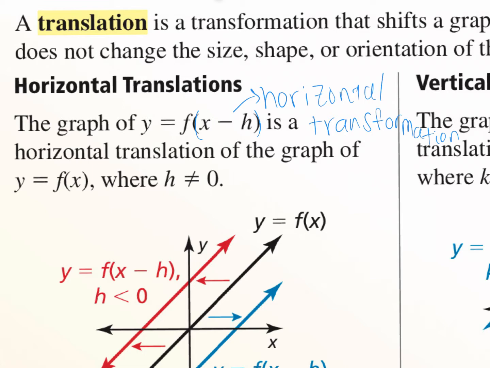Now, horizontal means what two directions? Left or right, okay? Left or right. Now, if this value of h is positive, normally when things are positive, do we move to the left or to the right? To the right. So if h was positive, we would move our graph to the right. If h was negative, where would we move our graph? To the left, okay? Do you guys kind of understand a little bit? Okay.